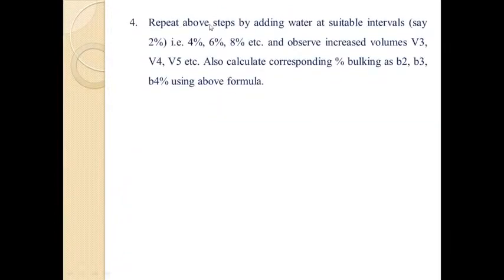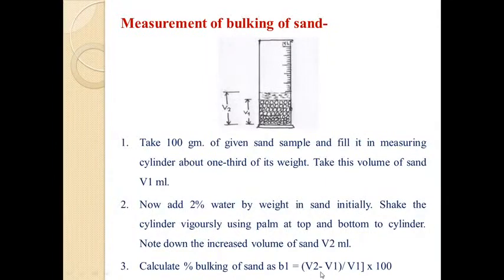Now similarly repeat these steps by adding water at suitable intervals. Firstly we added 2%. Now again add 2%, that is a total of 4%. Then again add 2%, increasing by 2% each time. Observe the increased volumes, that is V3, V4 and V5, and also calculate the corresponding percentage bulking as B2, B3 and B4 using the formula: V2 minus V1 divided by V1, multiplied by 100, that is the percentage bulking of sand.